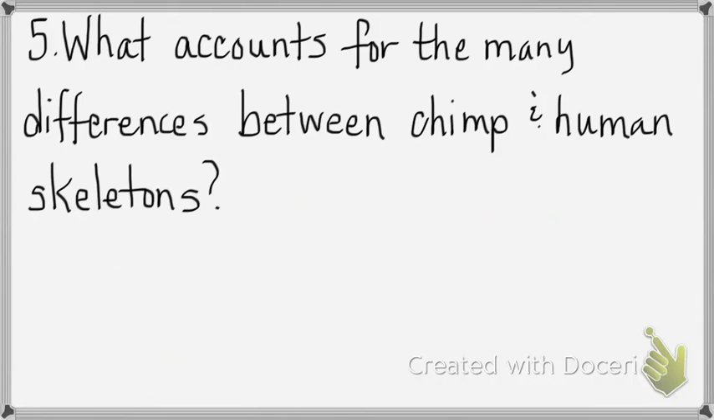That's good, Denise. She said it's posture. The answer is posture. Here was the question. What accounts for the many differences between chimp and human skeletons? It's our posture, because we're standing up on 2 feet and they're on all 4.